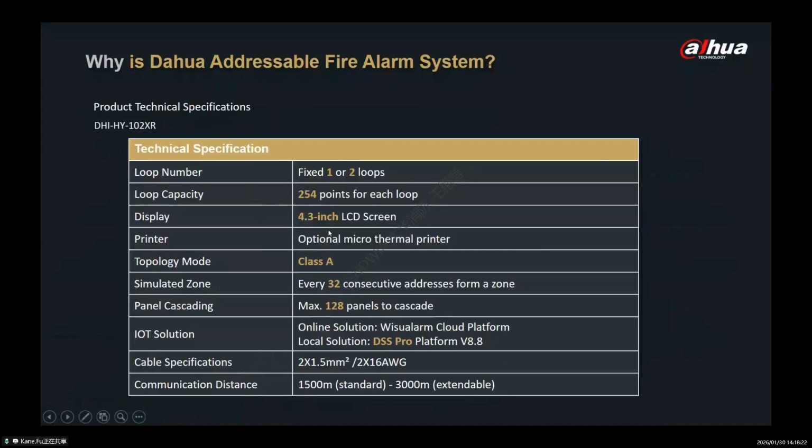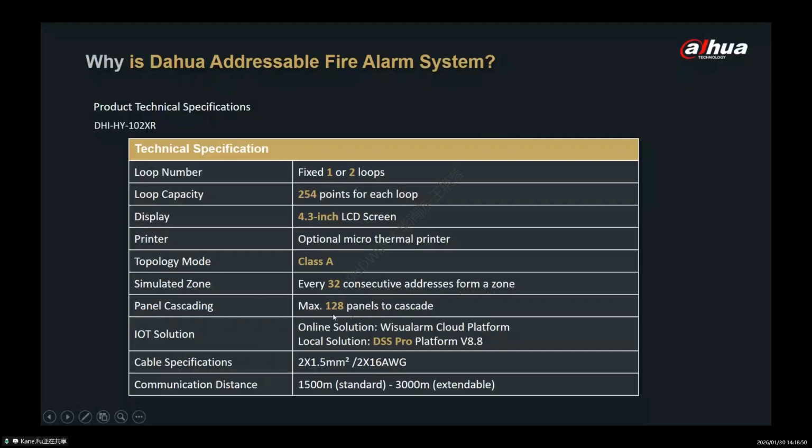It is the data sheet here. Phase 1 or 2 loop, 254 points for each loop, and 4.3 inch LCD. And for the panel, it is Class A topology for now, as default. And we have the zone, but it is like every 32 addresses, fixed addresses.